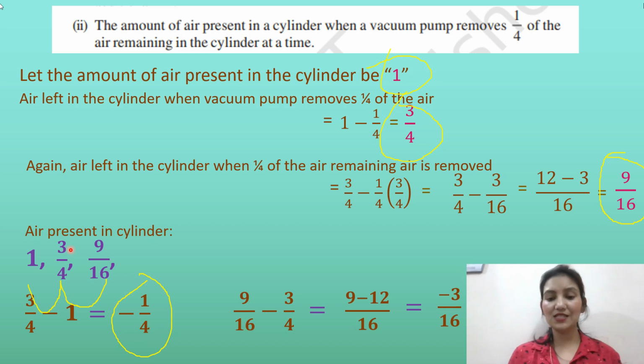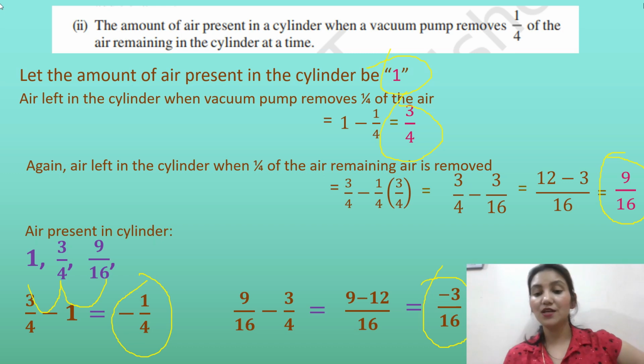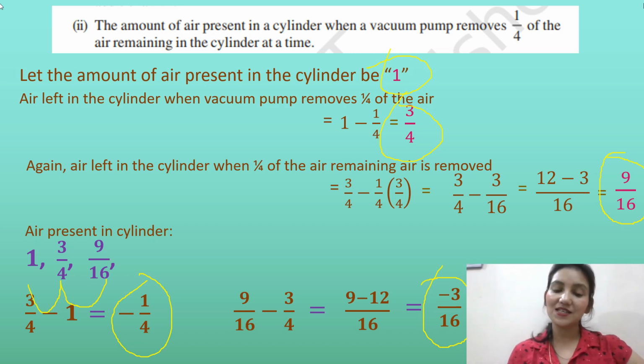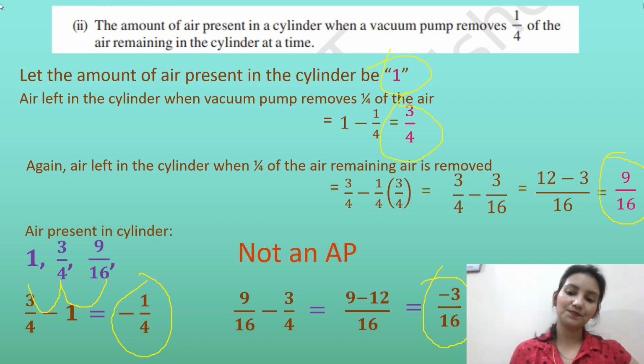As you can clearly see, A2 minus A1 was minus 1 upon 4 and A3 minus A2 is minus 3 upon 16. The difference between these two consecutive terms is not the same. One is minus 1 upon 4 and the second one is minus 3 upon 16. So we can clearly see that this is not the same. It means that this situation does not form an AP.